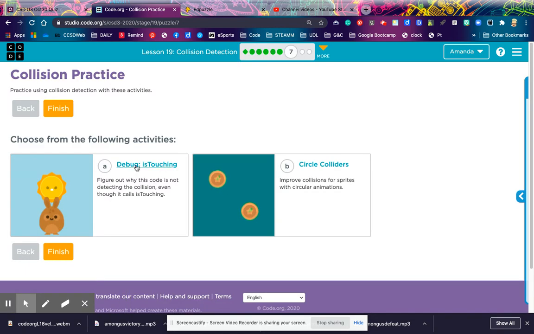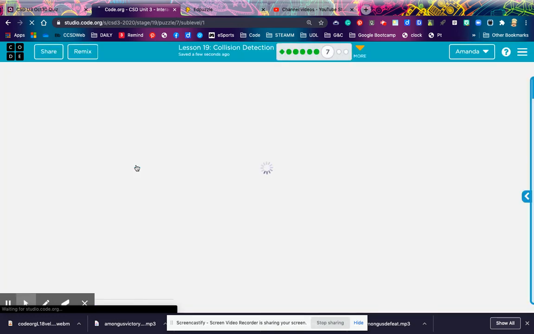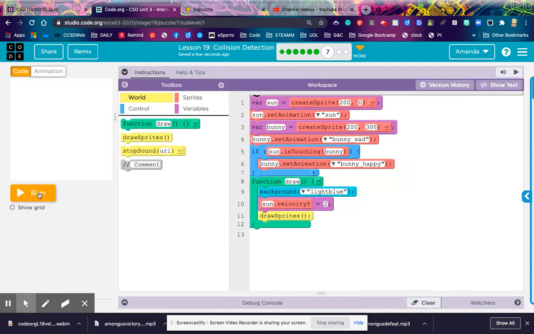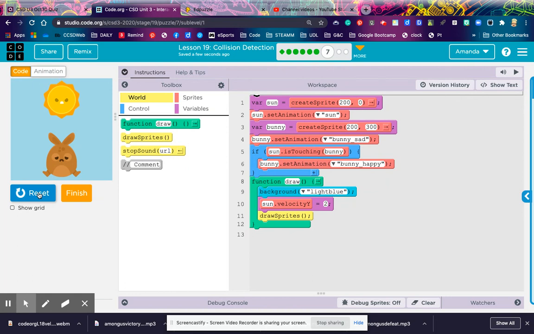Alrighty, let's do letter A. Debug is touching. Debugging practice is always good. Problem solving is important. All right, debug is touching. The bunny sprite should change to a new animation when it touches the sun sprite. Figure out why the bunny doesn't react to the collision. Do this. Modify the code so that the collision is detected with the draw loop. All right. Hit run. Poor old sad bunny. Angry sun. They touch. Nothing happens.